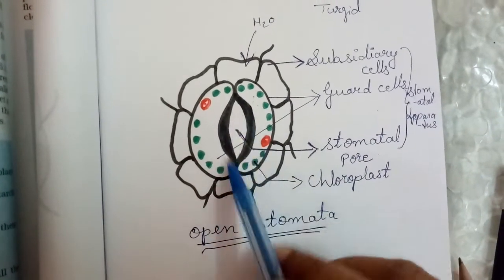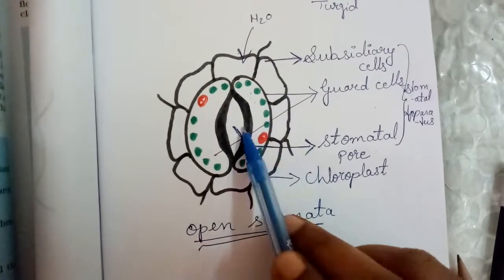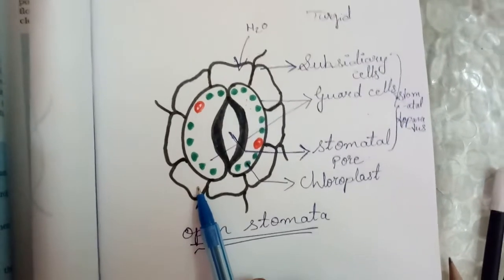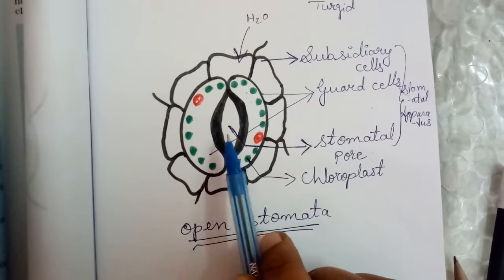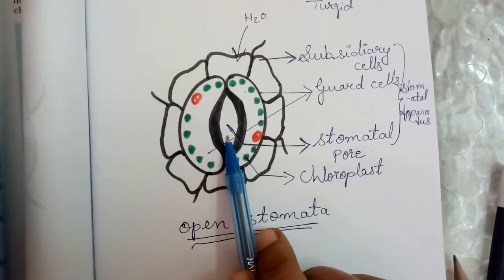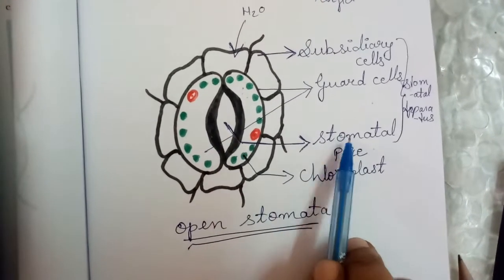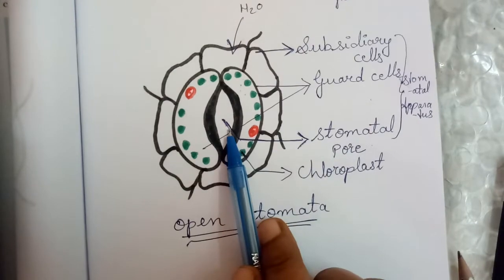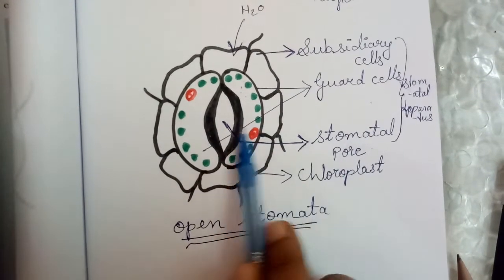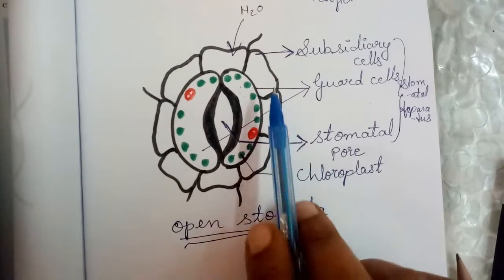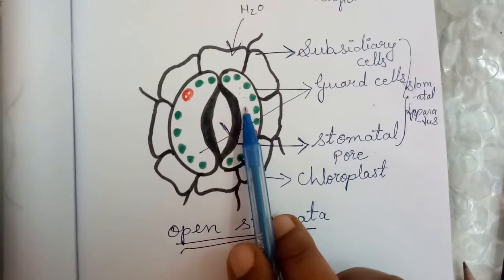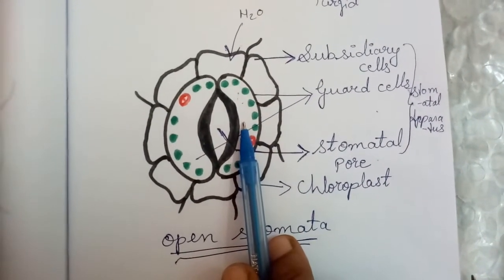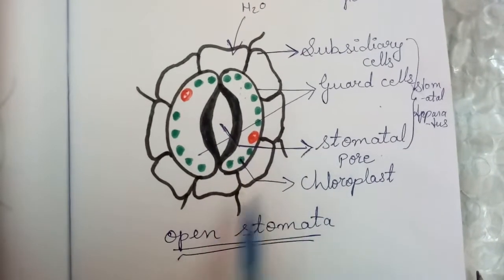And this is how the stomatal pore will open. Because of this opening of the stomatal pore, the exchange of gases will take place, and this is how the carbon dioxide enters, which is used for the process of photosynthesis. So when the stomatal pore opens, the exchange of gases will take place. And I just now told you how the stomatal pore opens: the water from the subsidiary cells enters into the guard cells, and the guard cells become turgid, which helps the stomatal pore to open.